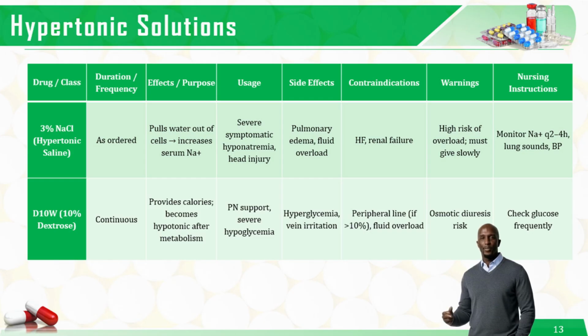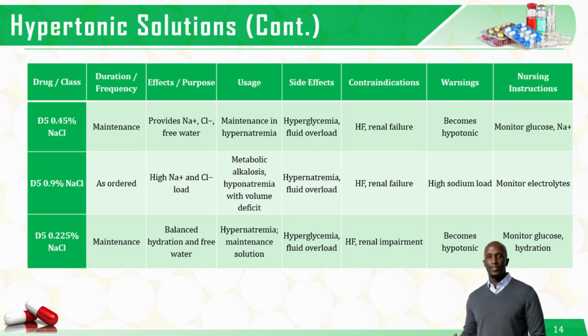Dextrose 10% in water provides calories, becoming hypotonic post-metabolism, used in parenteral nutrition support and severe hypoglycemia. Monitor for hyperglycemia and vein irritation. D5 0.45% sodium chloride provides sodium, chloride, and free water, used for maintenance in hypernatremia. Watch for hyperglycemia and fluid overload, especially in heart failure or renal failure.